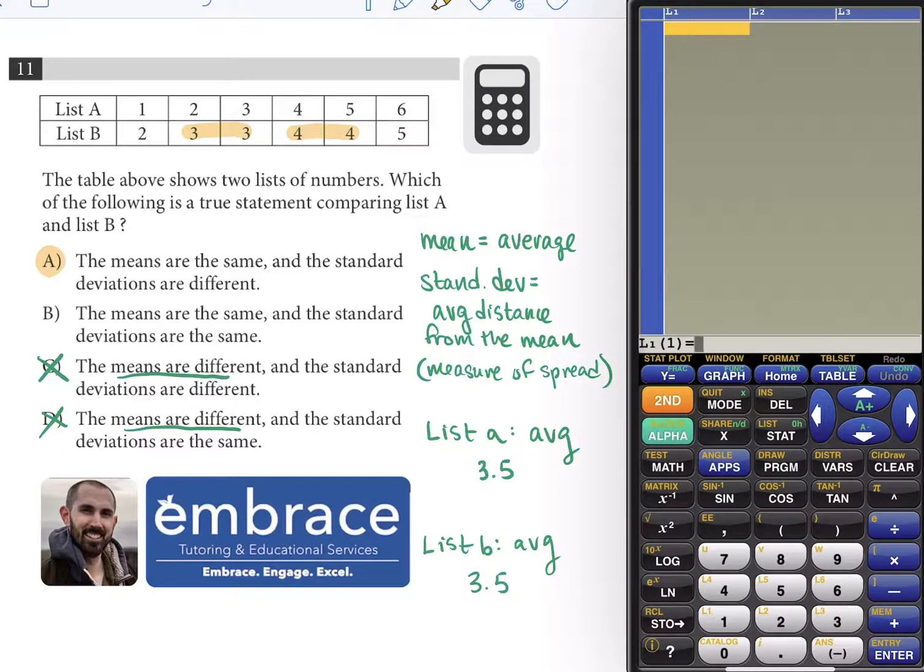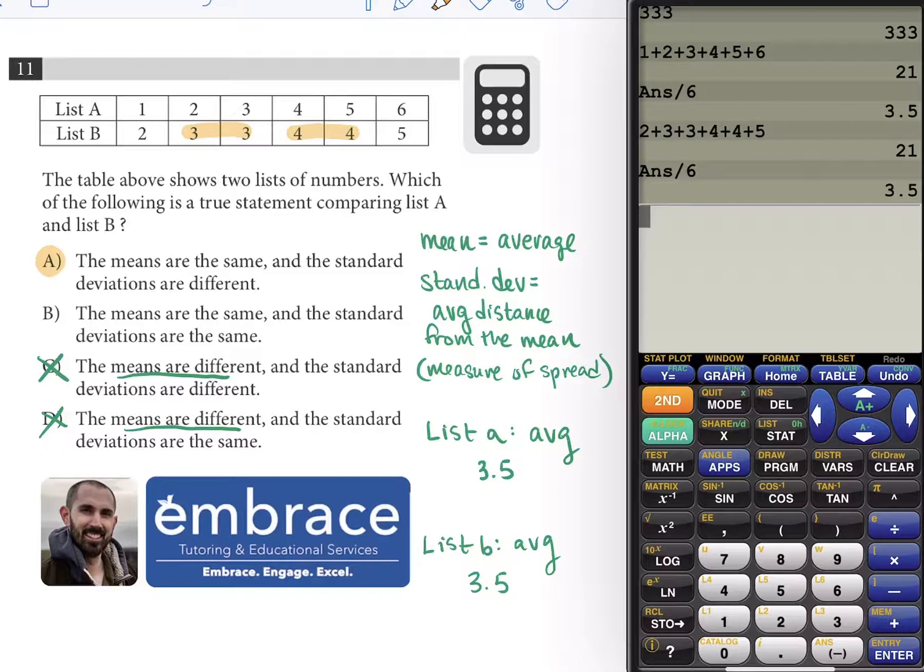Okay, I'm just going to go ahead and put list A into list 1. Once I'm done inputting an element, I'm just pressing enter. And then the same thing for list 2: 2, 3, 3, 4, 4, 5. Okay. Now once I have them inputted, I'm just going to quickly go back to the home screen. I'm going to run a statistical test.